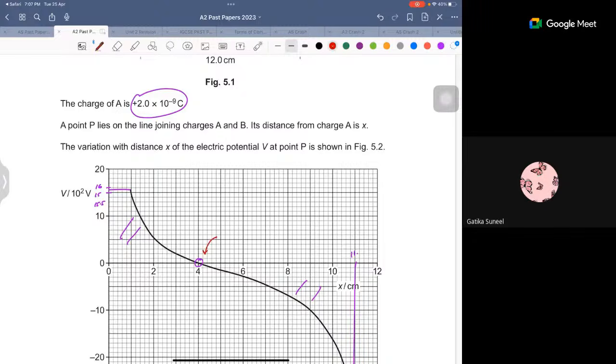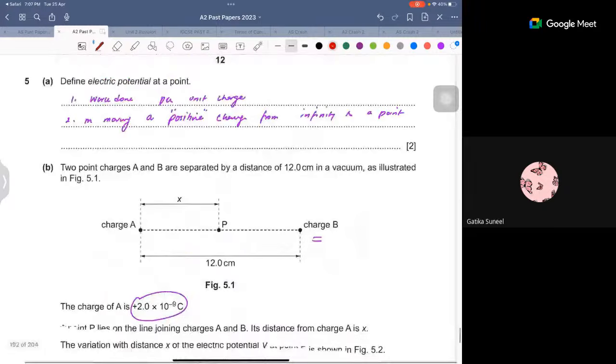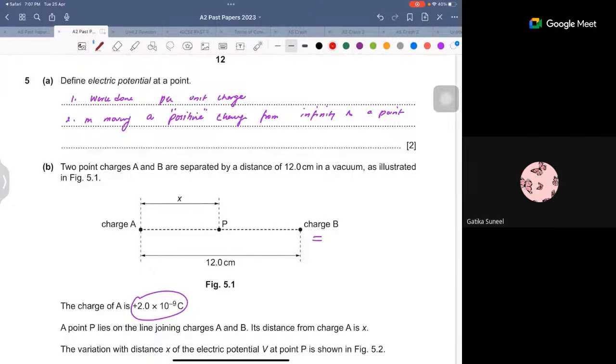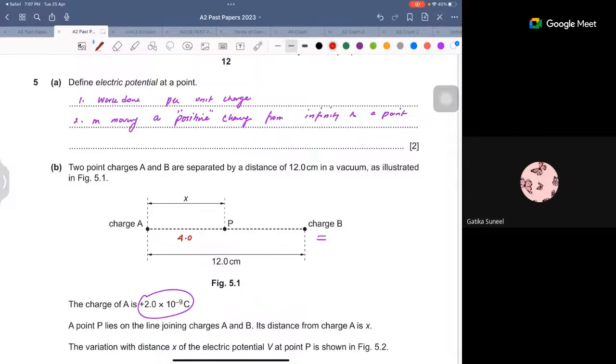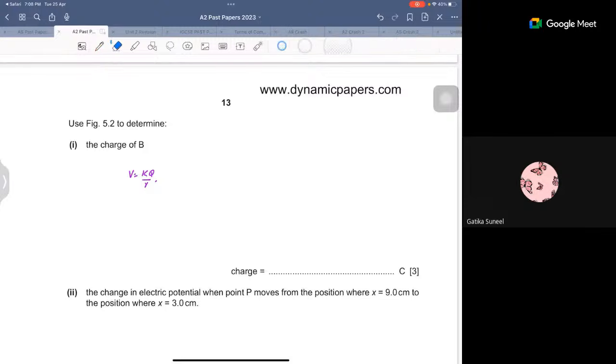Okay. So at this point, we can say the net potential is 0. If we add the potential here, all of this and all of this, it should come out 0 at this distance. Okay. So from x when it was 0, because they haven't given us anything. If this was 0 and this was 4, so this distance is 4, then this distance would be 12 minus 4, 8, right? With the potential 0. So I'm going to say the net potential is 0.